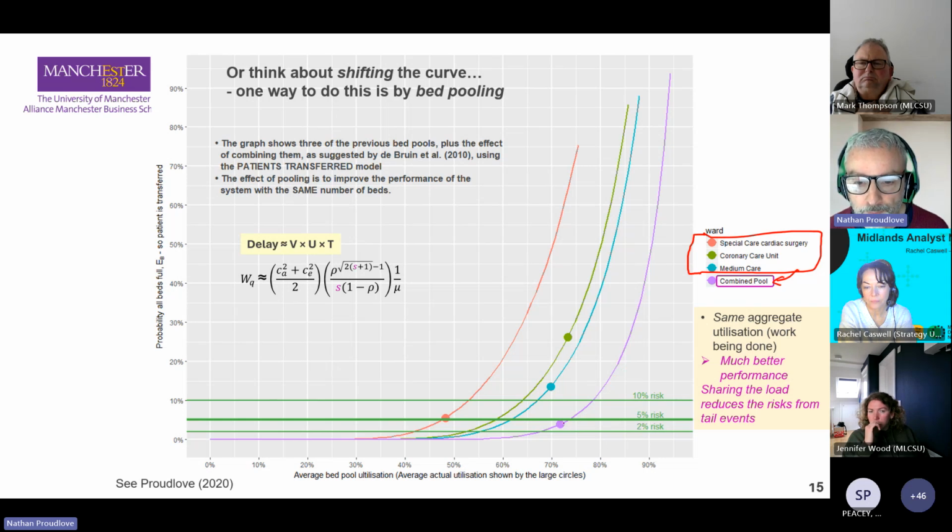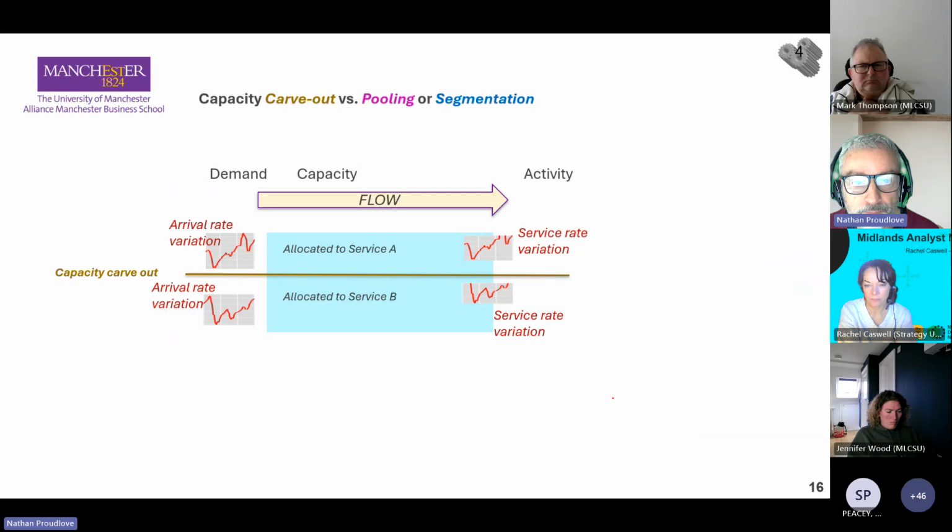And that is the aggregate utilization. It'd be running at that aggregate utilization, and it would have this performance curve. So again, you can see for the same beds, the same resource, you've got much better performance. So mathematically, pooling the beds has a big impact on performance. It's doing the same work, so the same overall utilization, but the waiting time, the risk of all beds being full is much, much better. So we can see that mathematically.